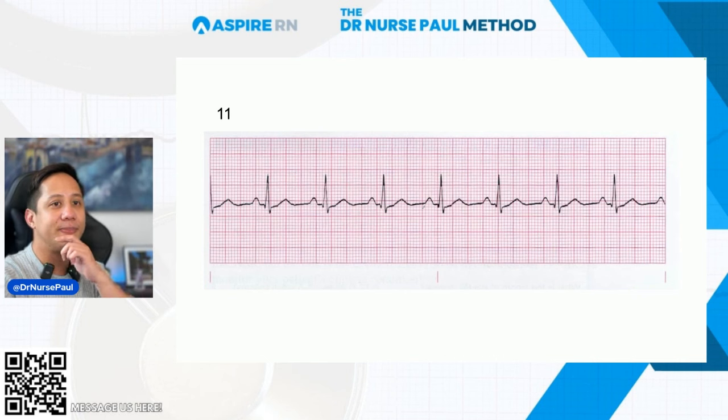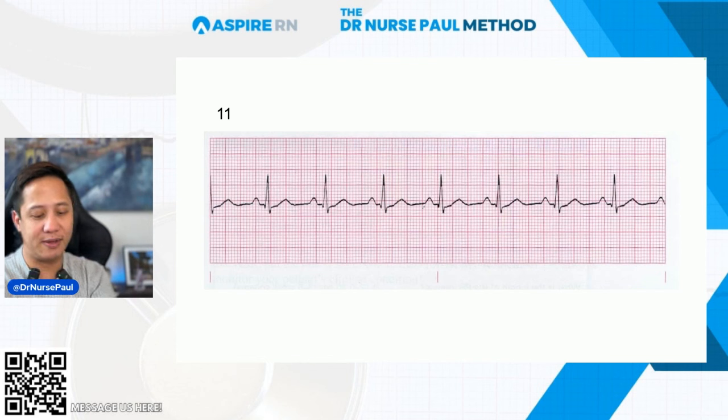Number 11, what is that? I'm going to count the QRSs for you. 1, 2, 3, 4, 5, 6, 7. Are you guys doing good? Or all you see now is an EKG strip. Number 7, right? So that's normal sinus rhythm. That's 70 per minute. Everything looks good to me. No prolonged PR. QRS looks good. Rhythm looks good. This is normal sinus rhythm to me.